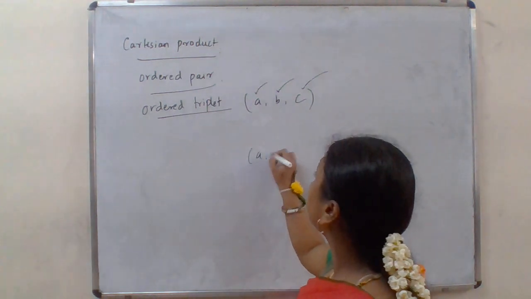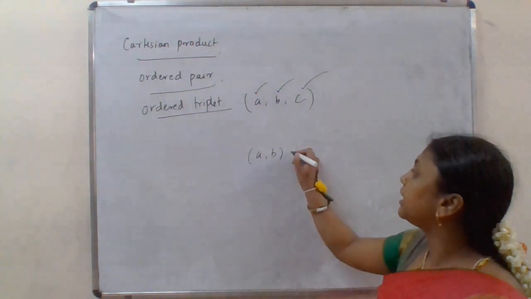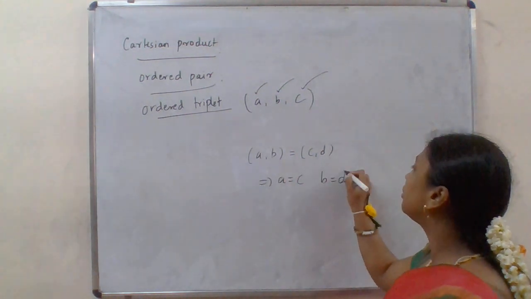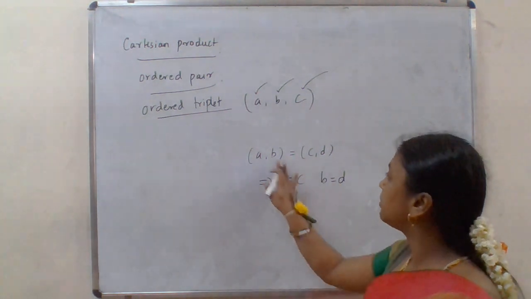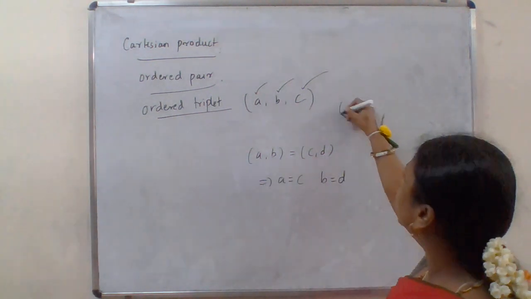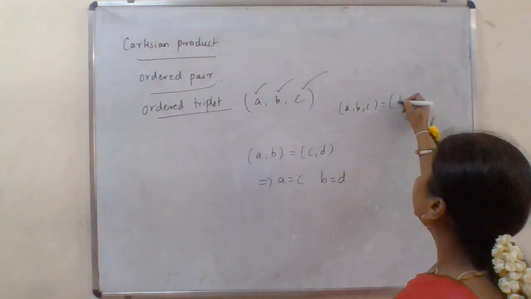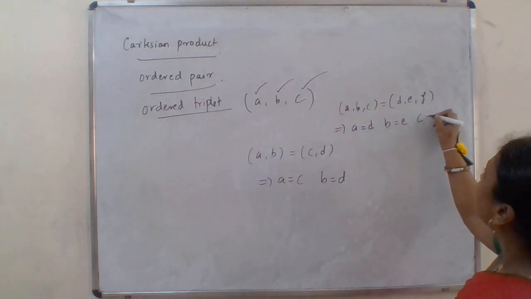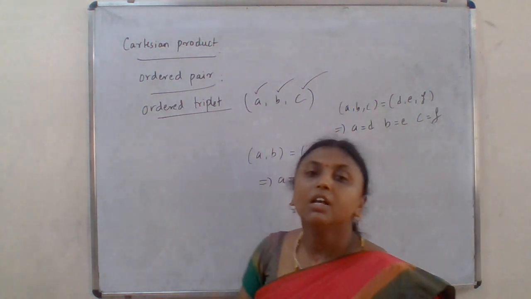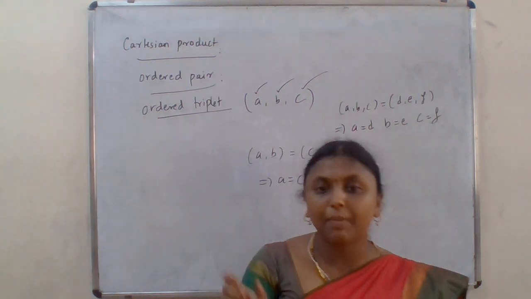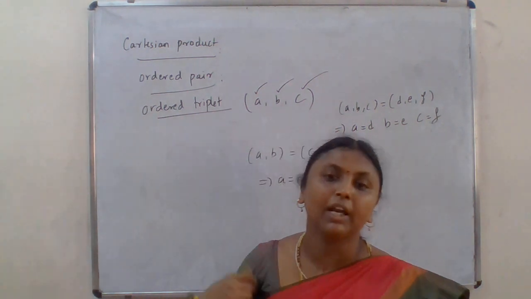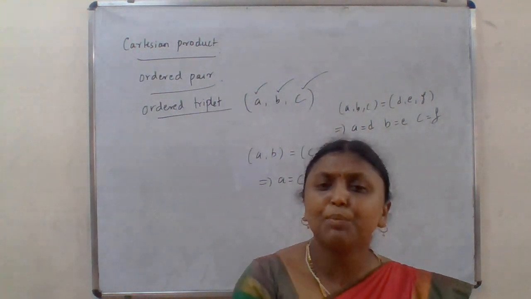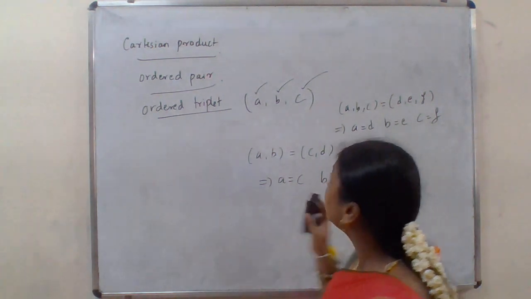Note that if the ordered pair (a, b) equals (c, d), then definitely a is equal to c and b is equal to d. So first element equals first element and second element equals second element. You can take it like this also: (a, b, c) equals (d, e, f), so definitely a equals d, b equals e, c equals f. Remember it. So two elements written in the order is called an ordered pair, and three elements written in the order is called an ordered triplet.